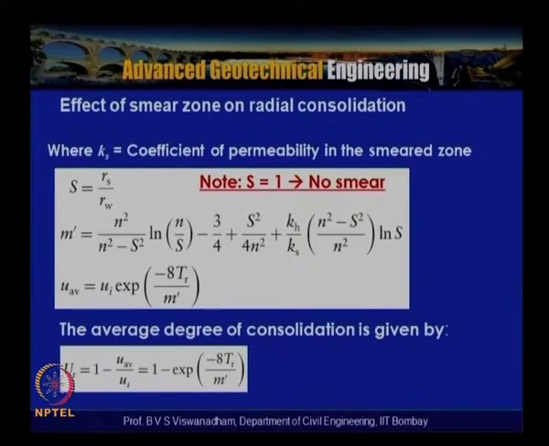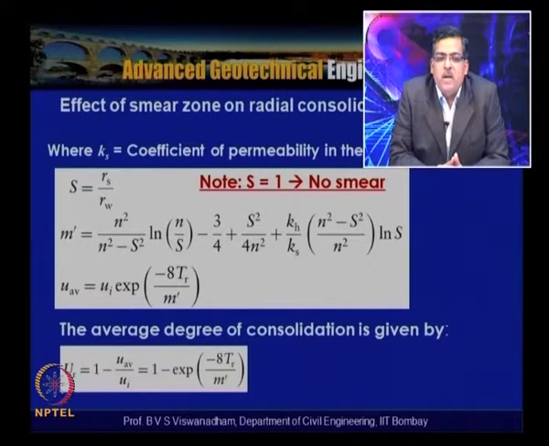note that s is equal to 1 is the no smear case, and the average degree of consolidation is given by ur is equal to 1 minus u average by ui. With that, what we get is 1 minus exponential of minus 8tr by m dash. So, instead of function n, now it is m dash, where m dash is n square by n square minus s square natural logarithm of n by s minus 3 by 4 plus s square by 4n square plus kh by ks into n square minus s square by n square into natural logarithm of s.